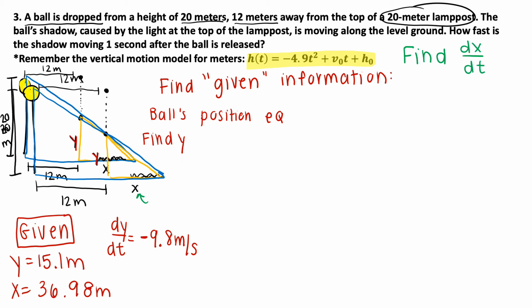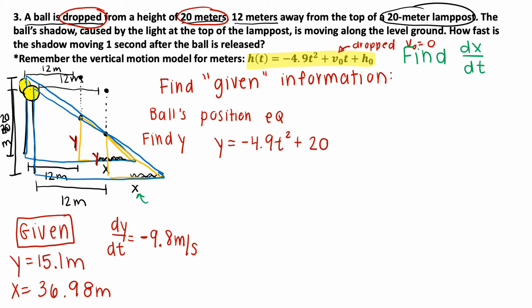Okay, so they're telling us that we have the vertical motion model h of t equals negative 4.9 t squared plus v initial. So h of t, the height of the ball, is going to be y equals negative 4.9 t squared plus v initial, and notice that our ball is just dropped. So remember, because it is dropped, our initial velocity is 0, so we can go with 0t, and then h sub 0 is our initial height, and our initial height was 20 meters.